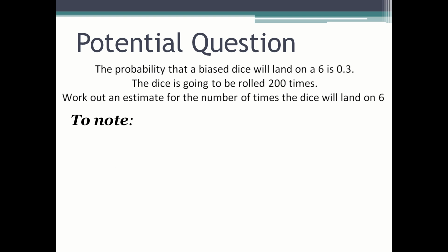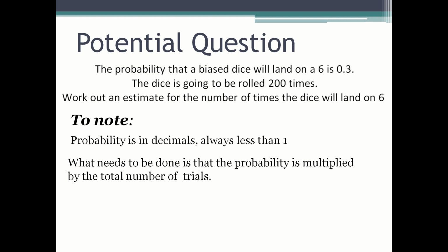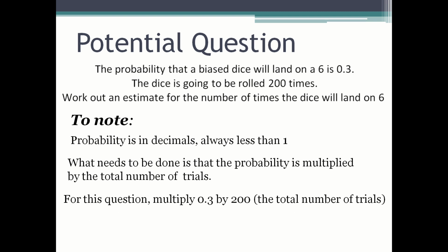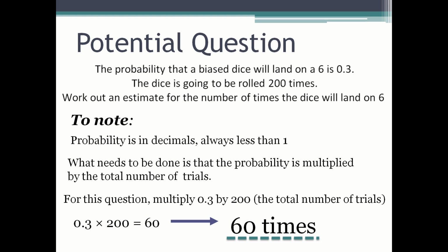So for this question, to know that probability is in decimals, probability is always less than 1. What needs to be done is that the probability is multiplied by the total number of trials. So for this question, multiply 0.3 by 200. 200 is the total number of trials. So your answer is 60 times. So the estimate of the number of times the dice will land on 6 is 60 times.